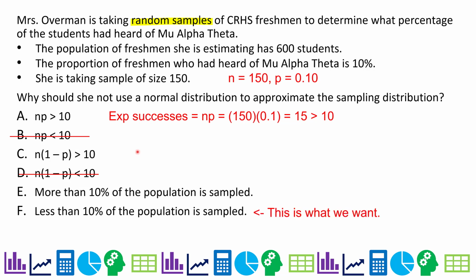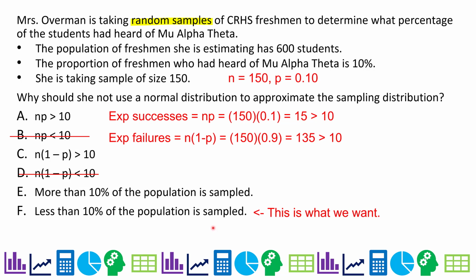We'll get to that in a second. Expected number of failures is N times 1 minus P, so 150 times 0.9 is 135, or you could have just said 150 minus 15 is 135. So the expected number of failures is at least 10, so that condition is met, all right? So conditions A and C are met.